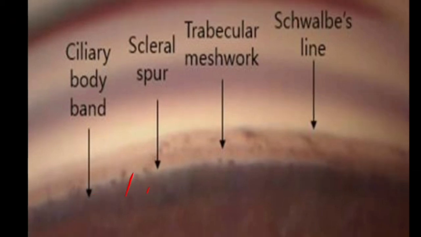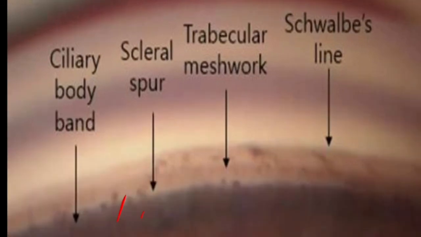These iris processes are nothing but small extensions of the anterior surface of the iris, which insert at the level of the scleral spur and also to the ciliary body to a variable extent. They should not be confused with peripheral anterior synechiae, which are usually broad.